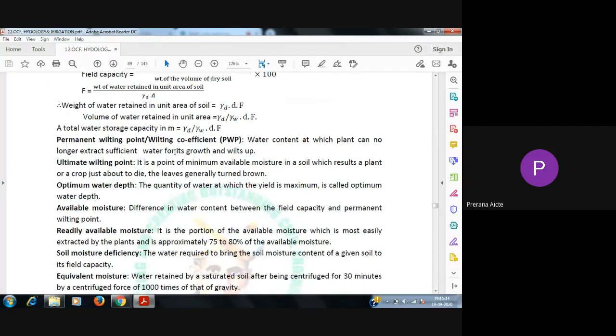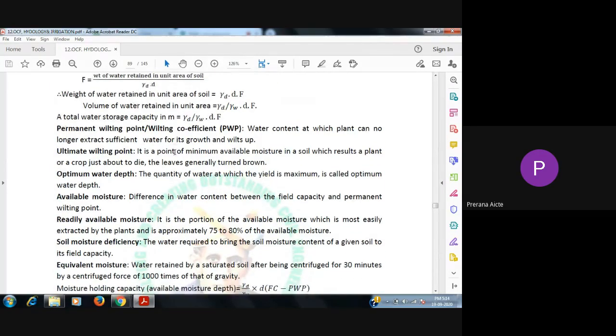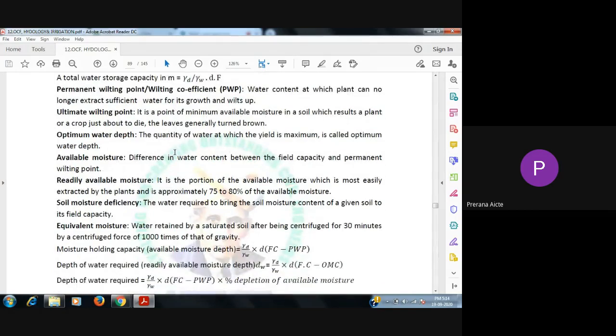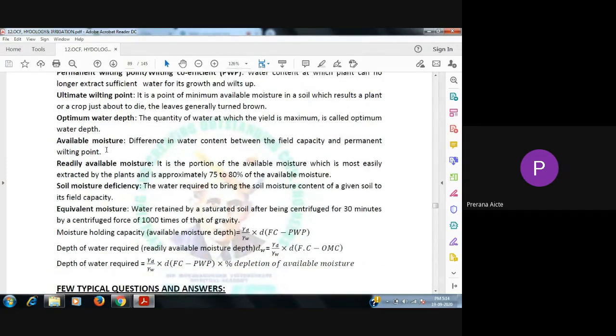Then permanent wilting point, ultimate wilting point, optimum water depth, and available moisture are the constants. Available moisture equals the difference in water content between the field capacity and the permanent wilting point, that is, FC minus PWP. Readily available moisture is the portion of the available moisture which is most easily extracted by the plants, approximately 75 to 80% of the available moisture. So, 75% of the available moisture.